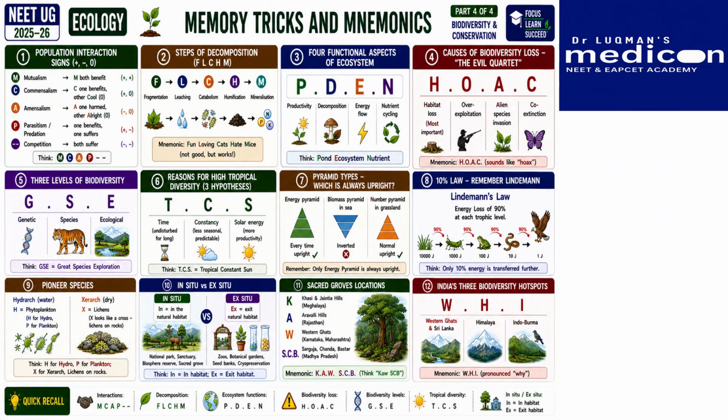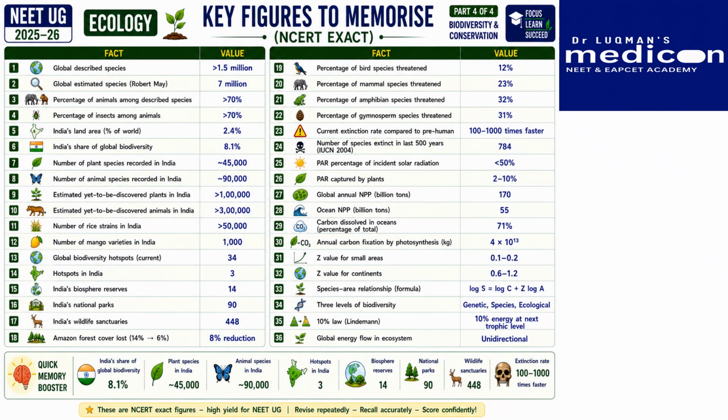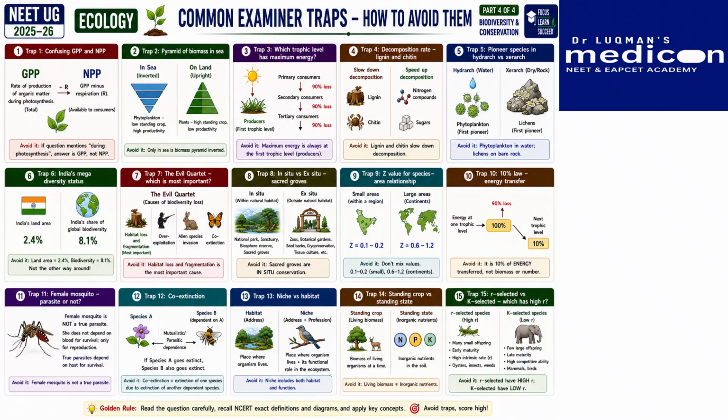Memory tricks and mnemonics. I have given some memory tricks in order to remember, because many of the questions are memory based and some have some linkage, some have some codings. So these will help you to not forget. Again, key figures to memorize, like number wise. Like how many species are present and hotspots in India and ocean NPP in billion tons. All these numerical questions, number based, fact based, memory based questions can also come, and that is why I have put all the numbers or figures to memorize at one place.